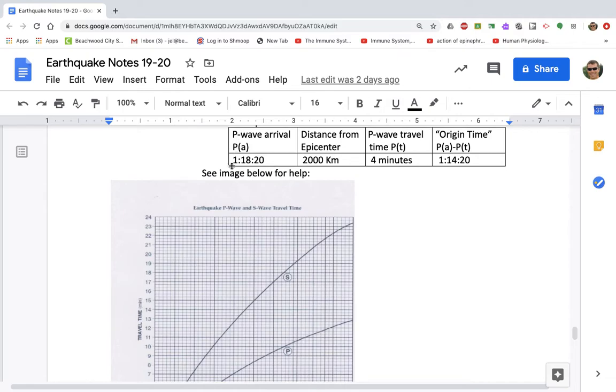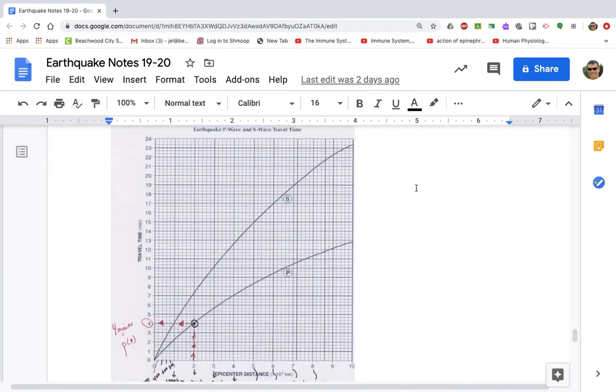So let's say the arrival time was 1:18 and 20 seconds, and let's say the distance from the epicenter was 2,000 kilometers. I would have to give you this stuff. What you're going to have to find is P wave travel time. That's called PT. And then you're going to need to subtract PT from arrival time. And that's the origin time.